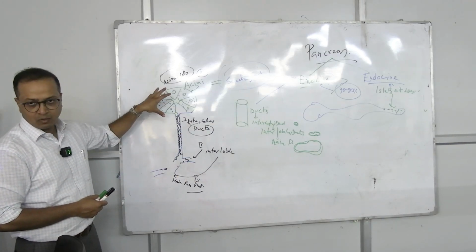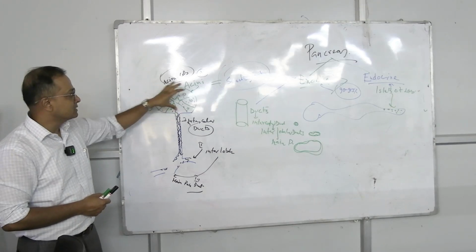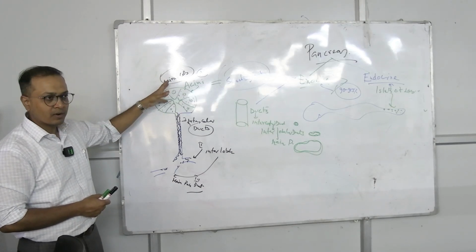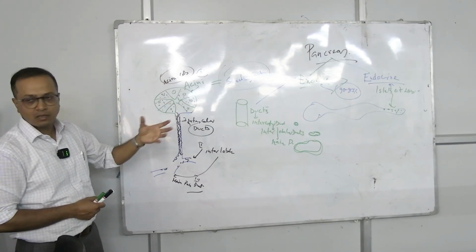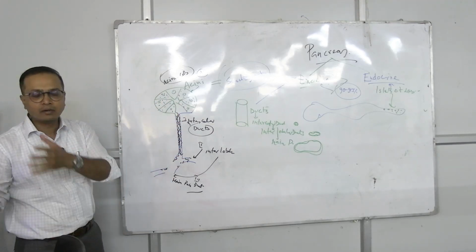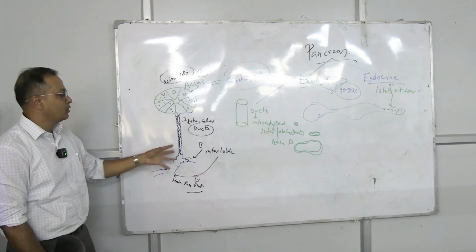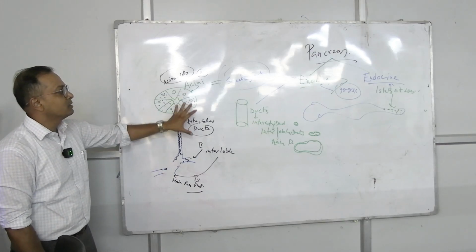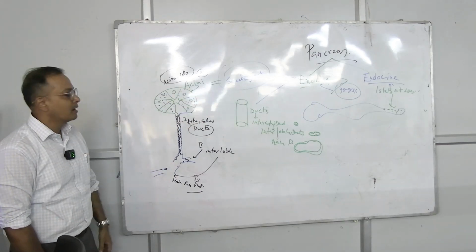And what are the functions of this? Depending on the stimuli, this acini cell secretes some kind of chemical substance, which we call enzymes. They are liberated through this duct system and channeled out, going to the part where they are required to be discharged. This is about this secretory unit, which is the exocrine gland.